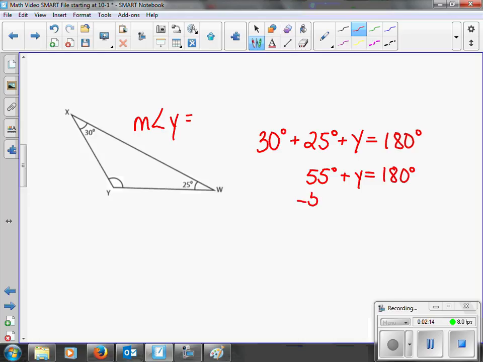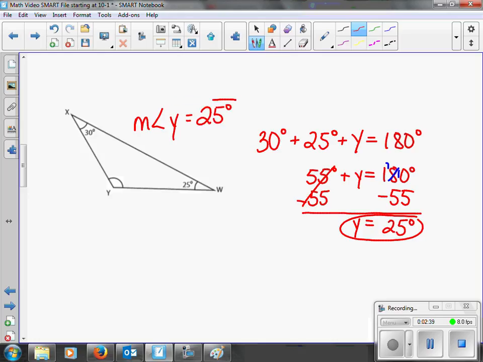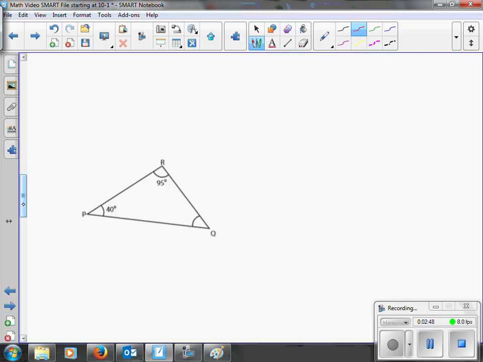Okay, we'll subtract 55 from both sides. Subtract 55 from both sides. And we get Y to equal what? Well, we need to borrow. Make that a 7, make that a 10. So you get Y to equal 25 degrees. So the measurement for angle Y is 25 degrees. Yes, write everything down, draw the image, the whole thing. Make your notes nice and neat. Take your time.